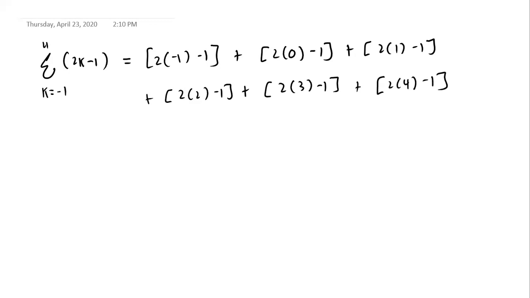So you see, instead of writing this whole thing, I can just write it in this sigma sum notation. Again, this is called sigma sum notation because of the capital Greek letter sigma. So you can call it sigma sum notation.